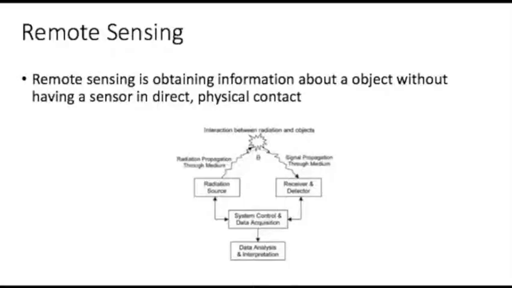So here's some background about remote sensing. Remote sensing is just obtaining information about an object, whether it be the temperature or other physical characteristics, without directly contacting the object. There are various forms of remote sensing such as radar, sonar, LiDAR, and computer vision, but our primary focus for this project will be LiDAR and computer vision.